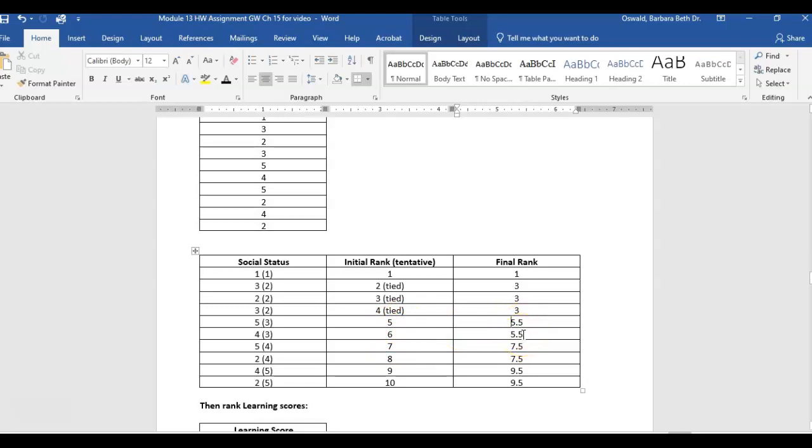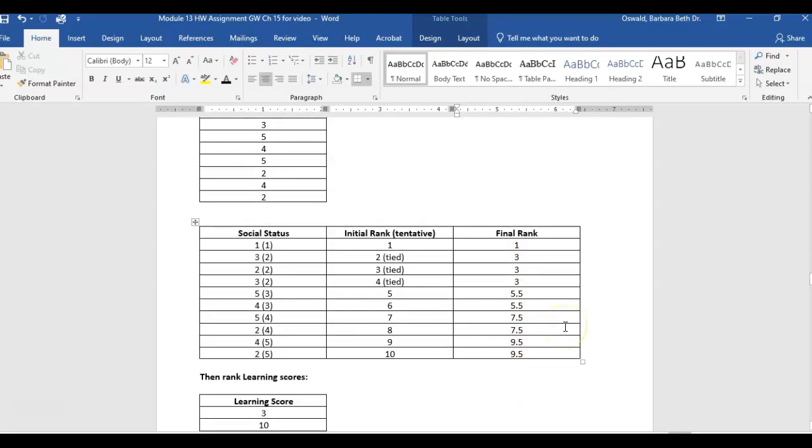Now my next rank should be 7, because this should have been 5 and this should have been 6, right? If I'm looking at the initial rank. I have a tie again, though, for positions 7 and 8. I had 2 4s there. So I have to take the average of that, 7.5. My next value should be 9, right? But I have a tie again. I have 2 number 5s. So I take the average of that. And so my final ranks then are 1 through 9.5 with my duplicates indicated.